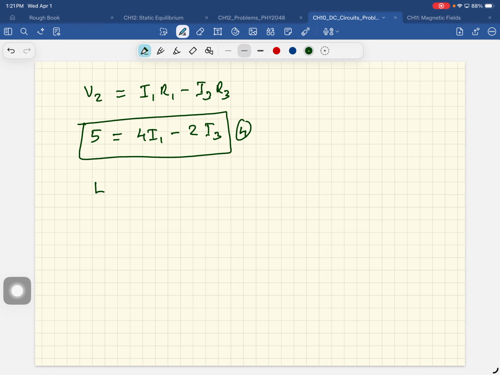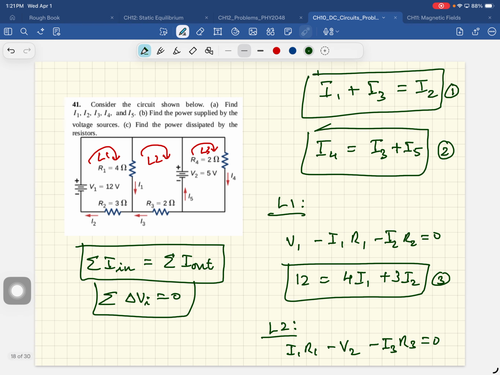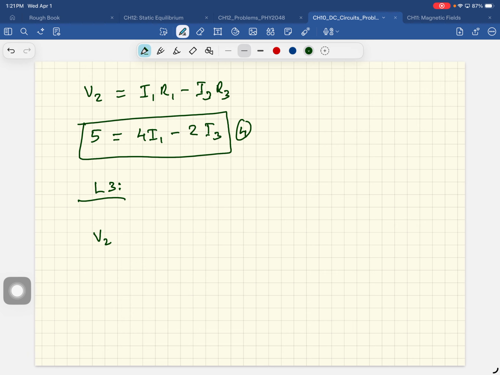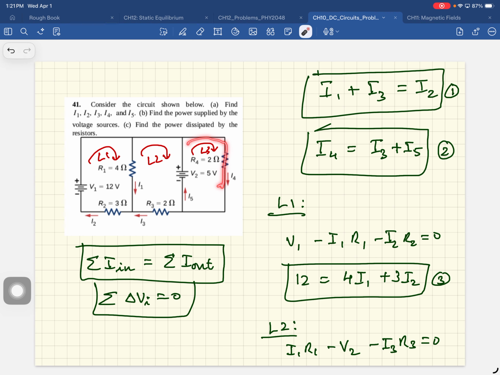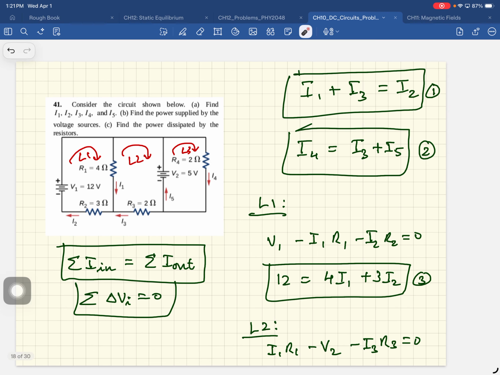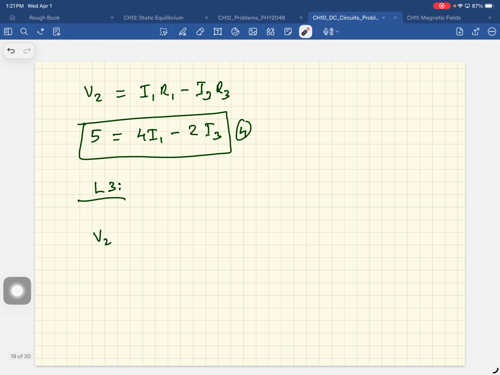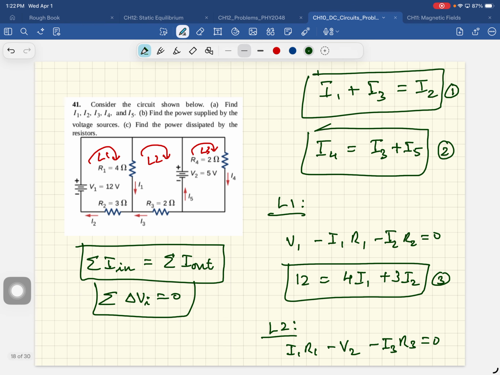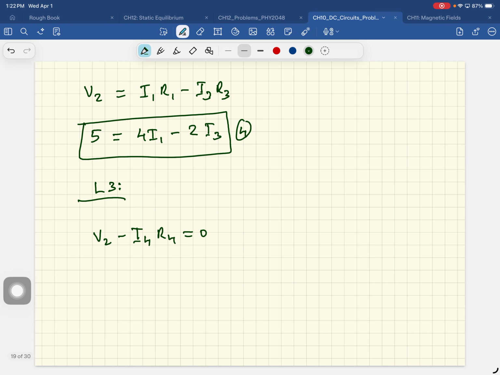And then the last loop. We'll start here. We'll go across this, that's plus 5 volts, plus V2, and then we are going with the current, minus I4 R4, equal to 0. V2 was 5 volts and R4 is 2 ohms. So 5 volts equals 2 I4. So here was the fifth equation, and this gives us I4.